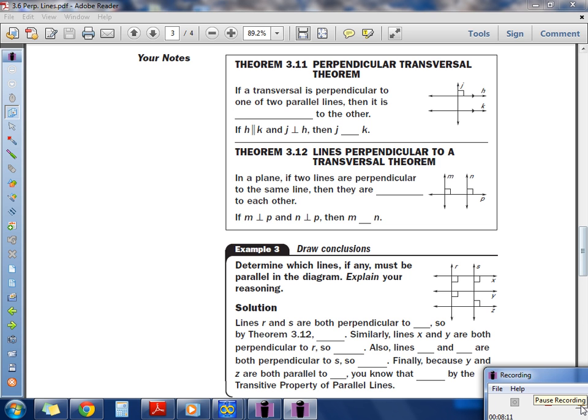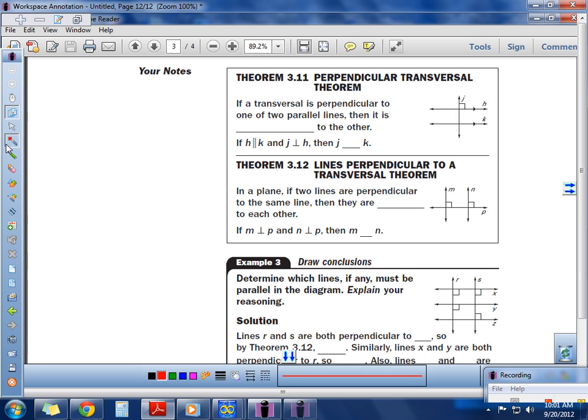Here are some more theorems in this section. It says 3.11 is the Perpendicular Transversal Theorem. If a transversal is perpendicular to one of the parallel lines, then it's perpendicular to the other. Basically, it's saying if it's perpendicular up here, then it's perpendicular down here. So all you have to do is realize that one is a perpendicular mark, so the other is also perpendicular. That's assuming you have parallel lines. And yes, we do have parallel lines due to the arrows.